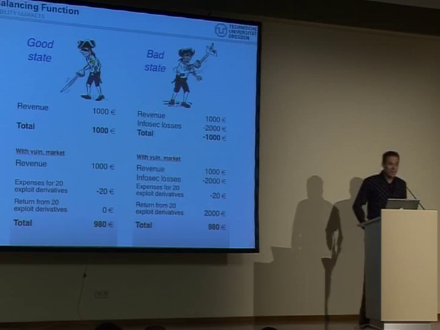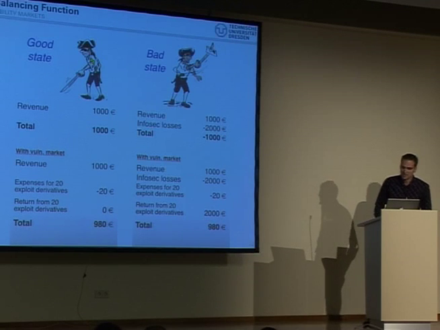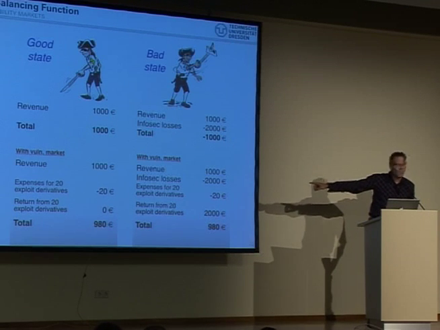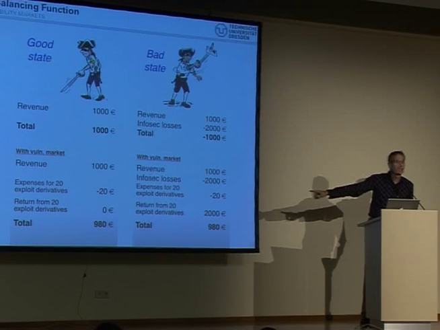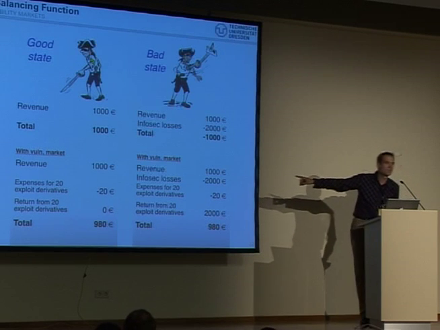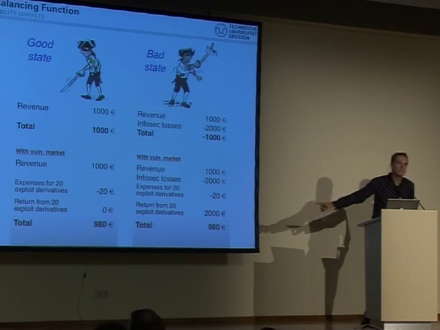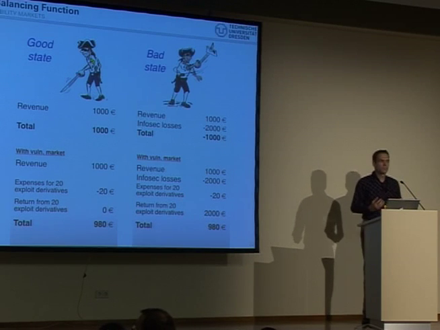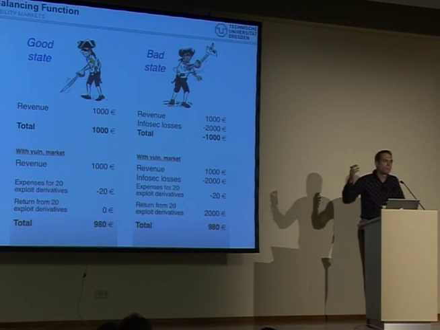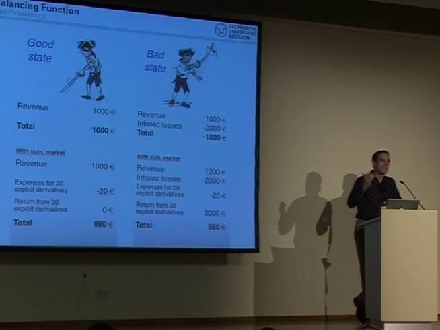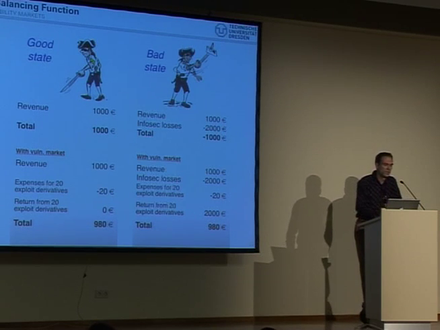Whereas on the other side, if the bad state really materializes, then I have the same expenses, but the derivatives pay me 2,000 euros, which exactly compensates the losses from my information security exposure, and I end up with the same total. So this is a way to balance my risk with the existence of vulnerability markets. And this is why I consider the risk balancing function an also very important function, and we have to look closely at every possible type of vulnerability market, whether it offers the risk balancing function.